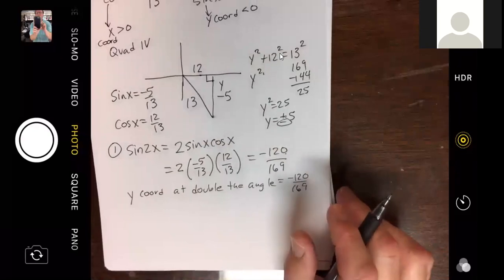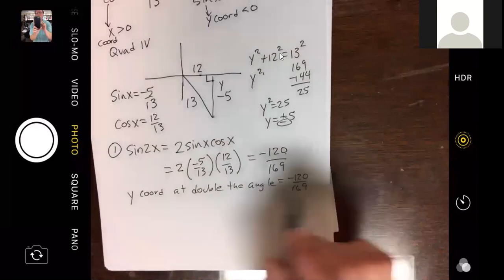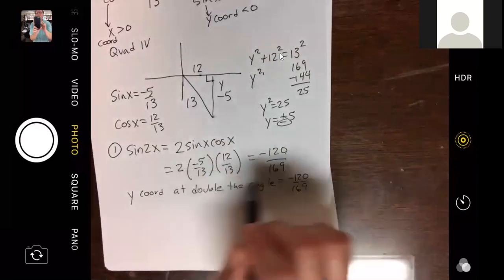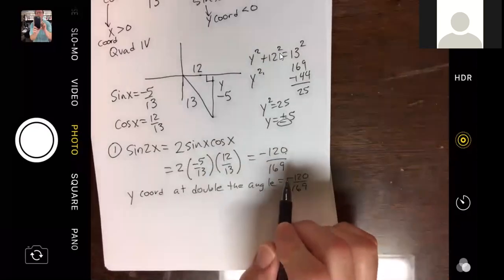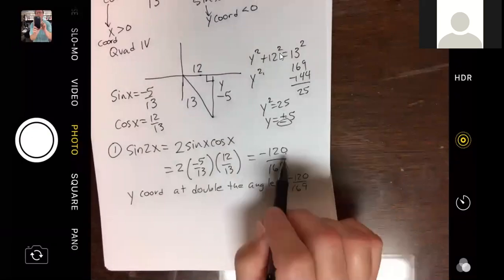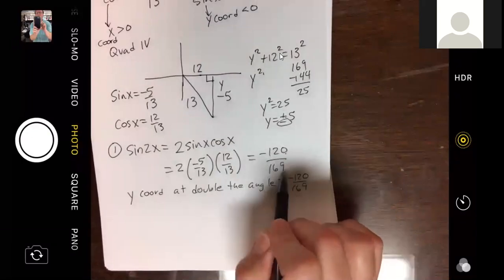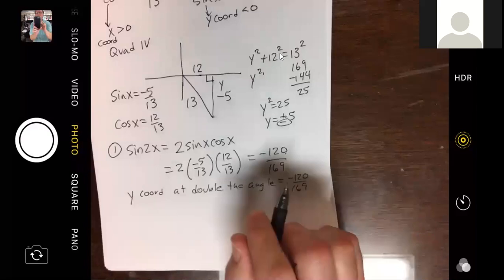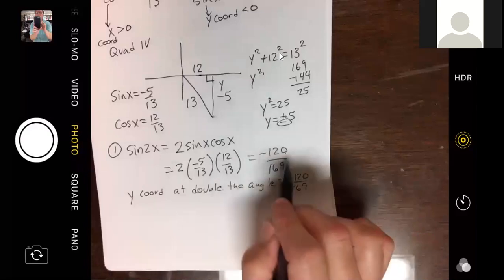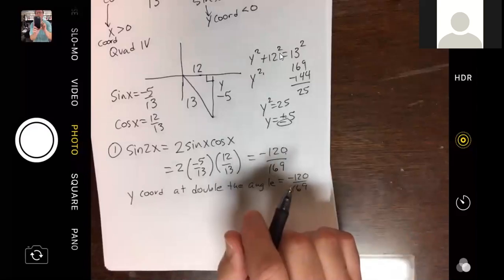No. Well, you're saying that sin of 2x equals -120 over 169, or does that have to go further? No real way to go further unless you want to divide it and get a decimal. All right. These don't seem to reduce.